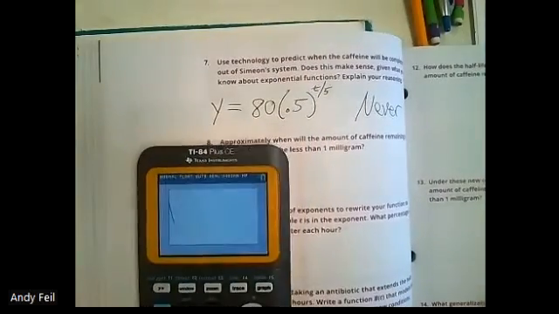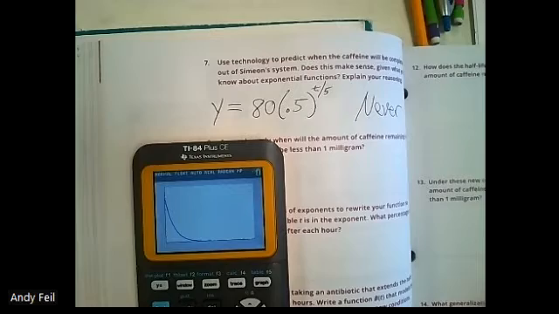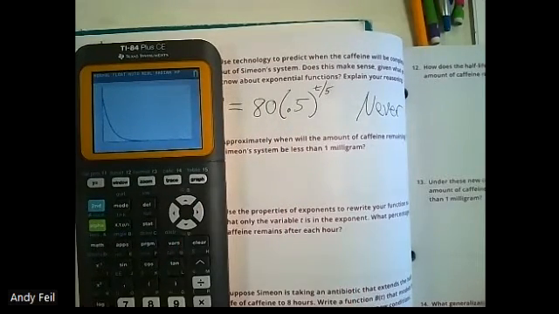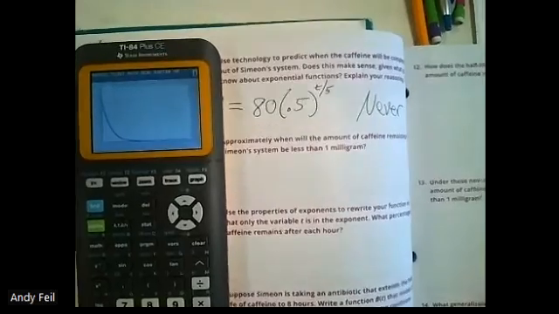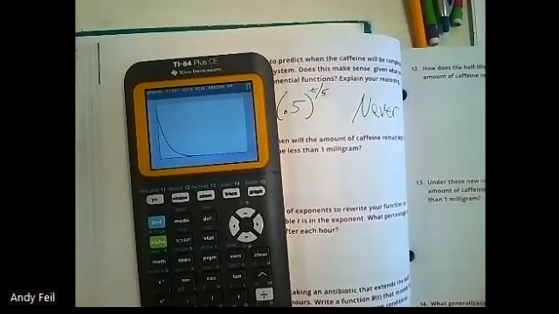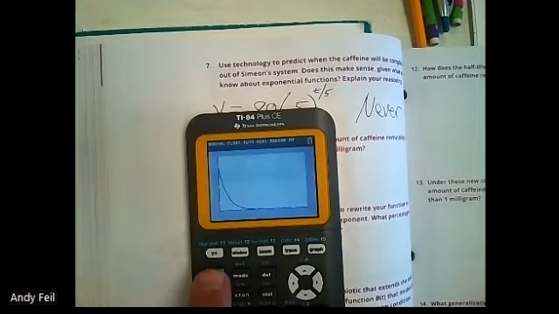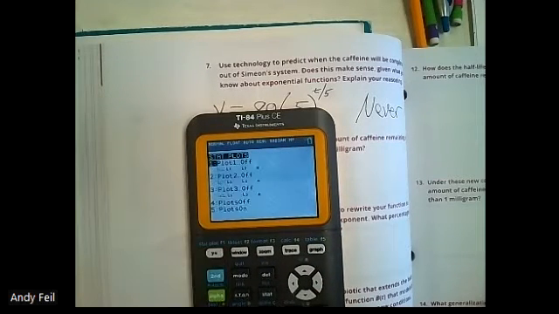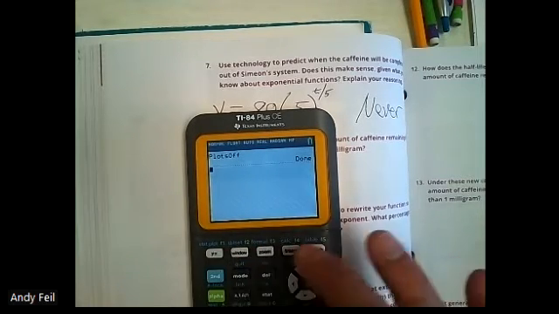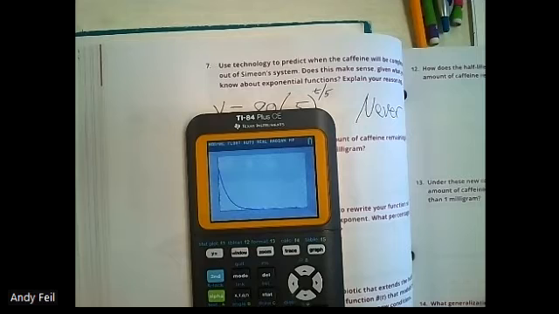Now when I hit graph, you're going to see that the caffeine leaves your body pretty quickly, doesn't it? So how am I going to figure out when he's going to have less than 1 milligram? It didn't. Does it say something about stat plots being on? It just says invalid dimension. Yeah, go to stat plot, hit second and then the Y equals, it'll go to stat plot, and then go down to choice 4. Just hit plots off, and that usually fixes it. Did it fix it? No, it just shut off.